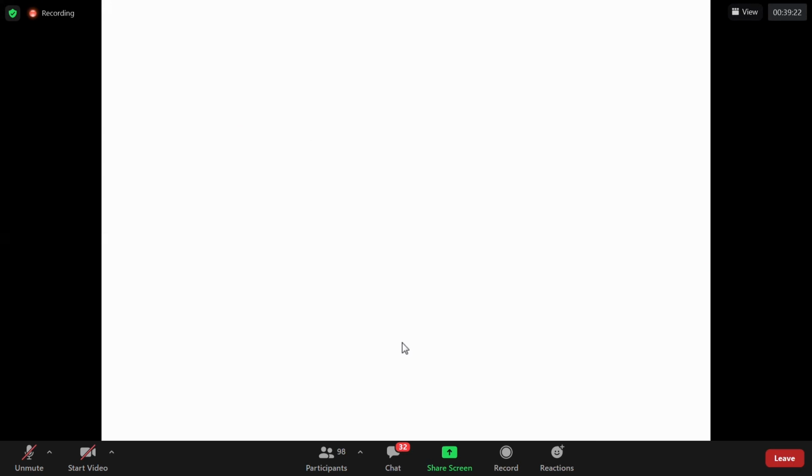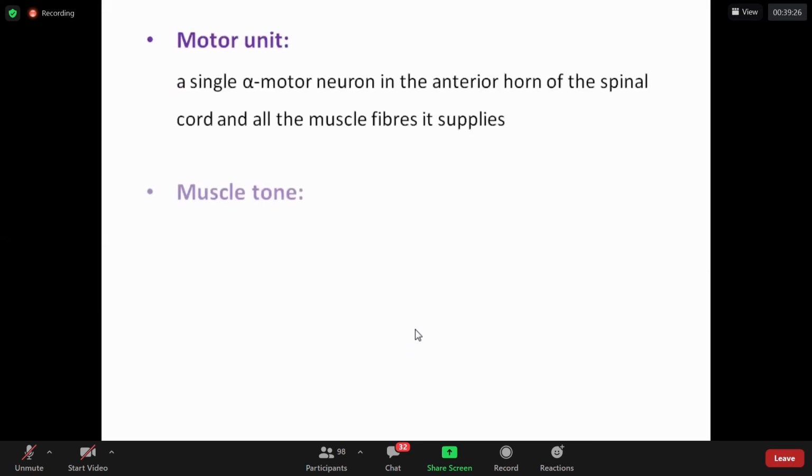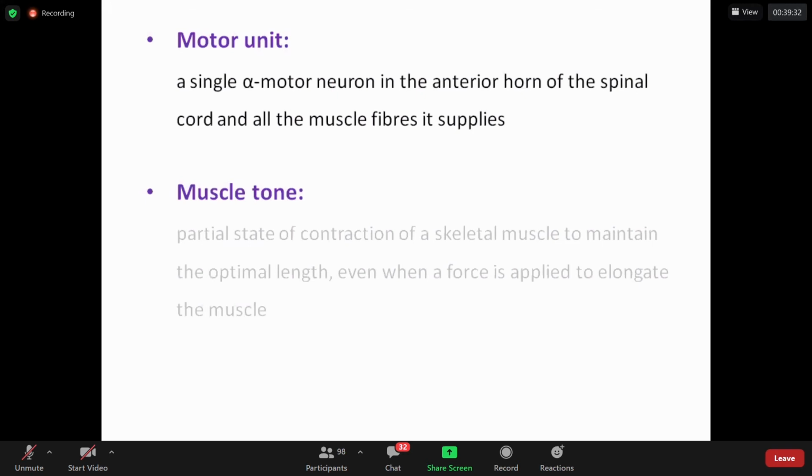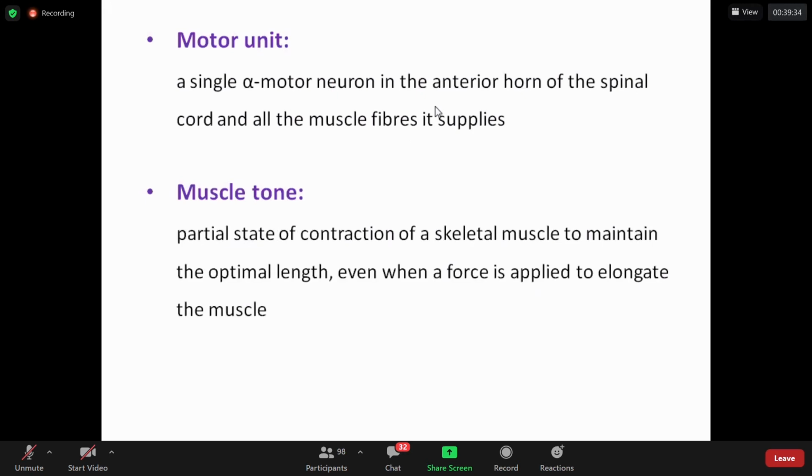What I have told you, that we need to know 3 core concepts. Next is muscle tone. What is muscle tone? Muscle tone is the partial state of contraction of a skeletal muscle to maintain. Our students usually stop here. Partial state of contraction of a skeletal muscle. That's all. Muscle tone. No.